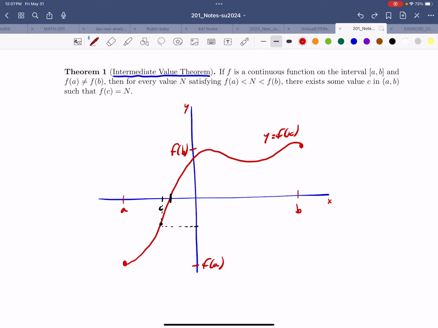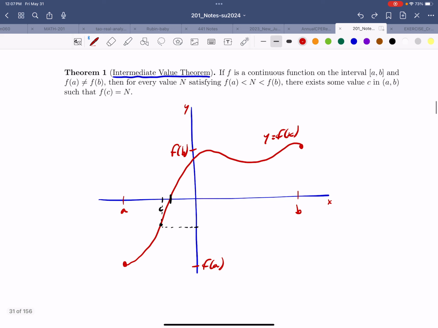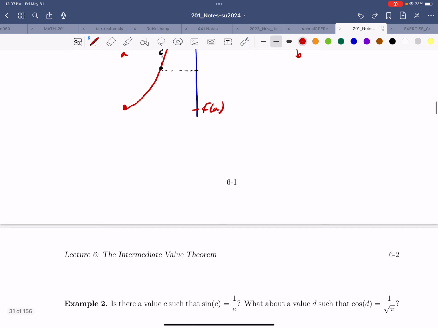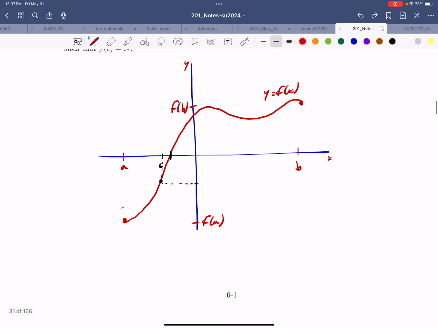Now, why is this important? You might be thinking, well, this is very obvious. I agree. It's actually pretty challenging to prove, believe it or not. But it's very important because it means that a solution can exist to certain equations that might be very difficult to solve. Because those equations can be rewritten as continuous functions, all we have to do is show that, well, if we start down here and end up here, then we've got to pass in between them at some point.